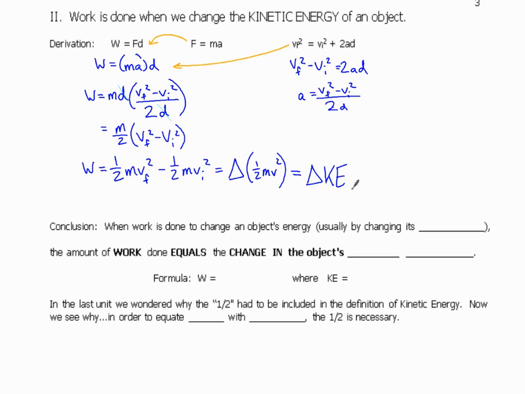And the conclusion here: when work is done to change an object's energy, and this is usually by changing its velocity, the amount of work done equals the change in the object's kinetic energy. So where work is force times distance, and kinetic energy is 1/2 times the mass times the square of the velocity.